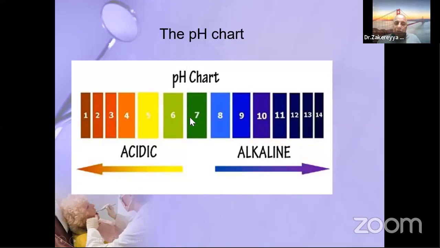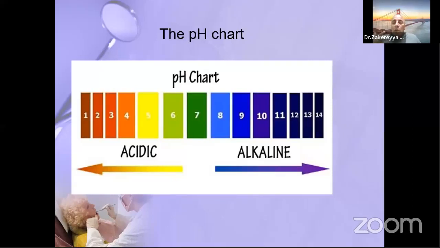In the middle, in green, this is pH 7, which is the neutral. In bluish, it is the alkaline. And in the reddish, it goes acidic. Danger, okay? Danger. More acidic, more dissolution of mineral from the tooth.